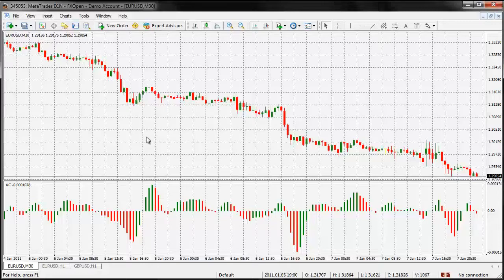Alright, now long means if you think that the currency price is going to increase. Essentially what you're doing is that you'll be buying this particular currency pair, which is the euro versus the USD, and we're on the 30-minute time frame. Alright, so let's move on and find another buy signal.